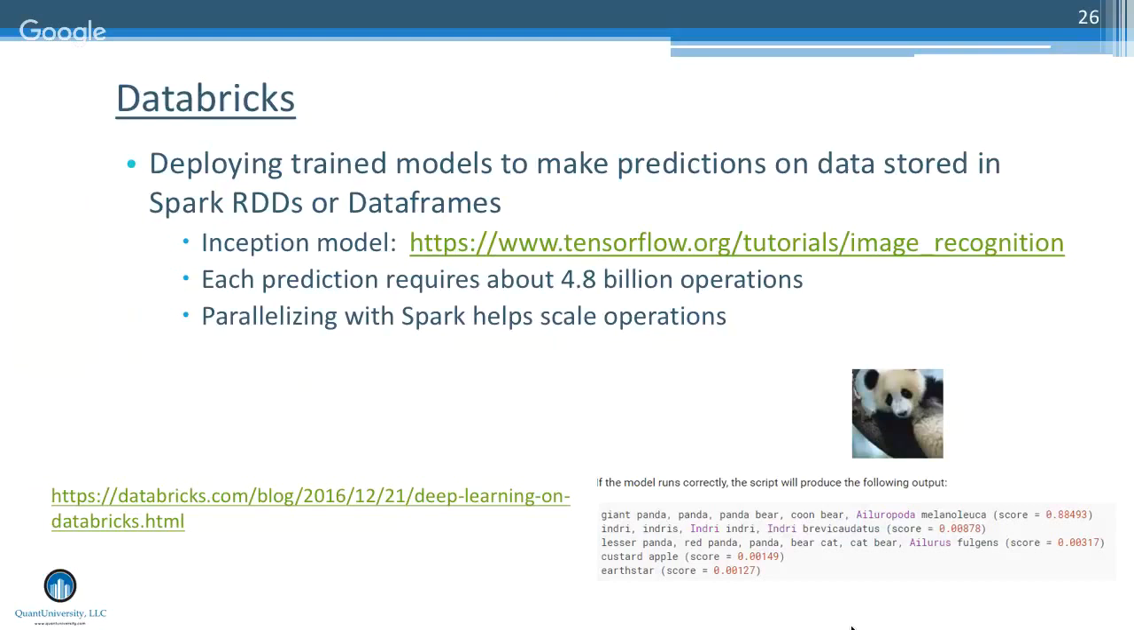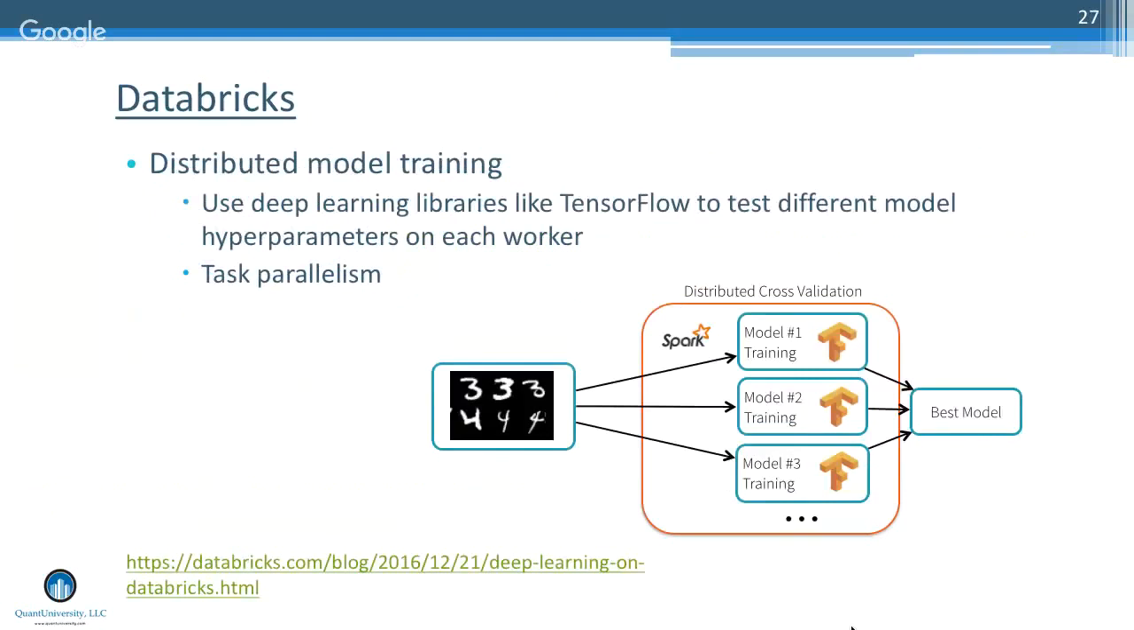Rather than doing it on one node, you just parallelize it, and then do your predictions on multiple nodes. So you don't use Spark for training, but you just use Spark for scaling and parallelizing.